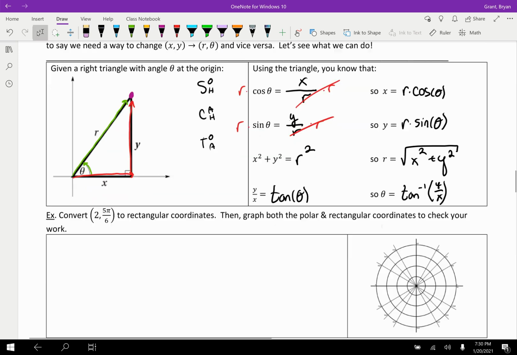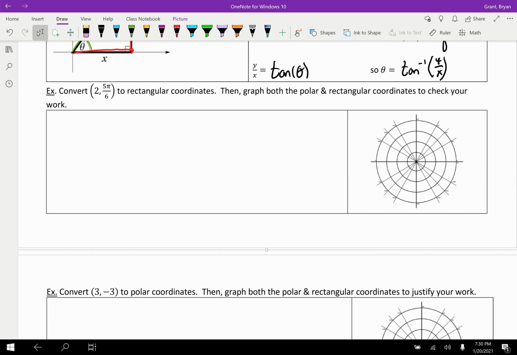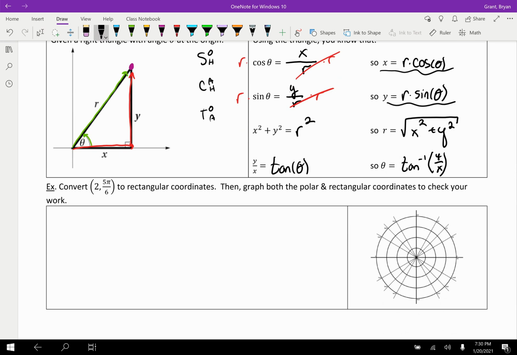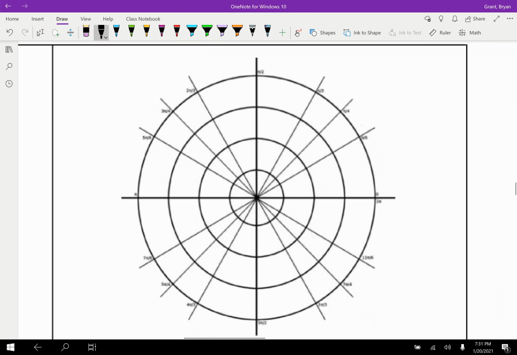So here we go. 2 practice problems, and then we're done. Convert (2, 5 pi over 6) to rectangular coordinates. Then graph both the polar and rectangular coordinates to check your work. I'm actually going to go backwards here. I like graphing these first and seeing if we can figure out how to do it without having to memorize the formulas up above. You will definitely need these guys at some point, but let's see if we understand what's happening. (2, 5 pi over 6).